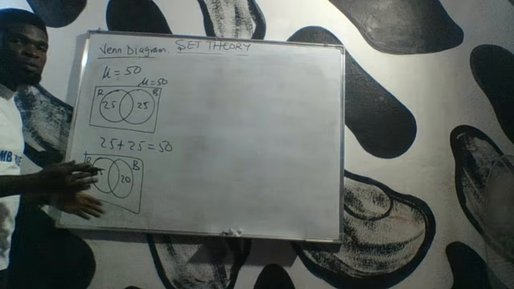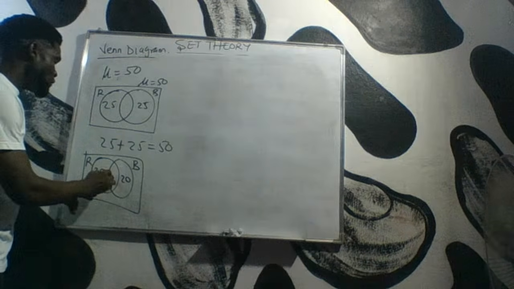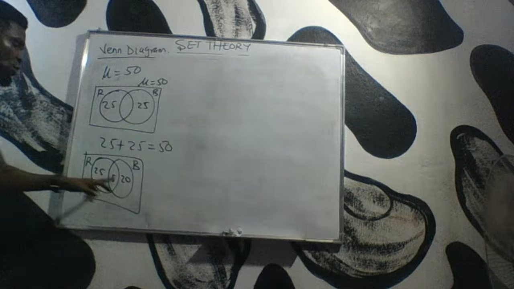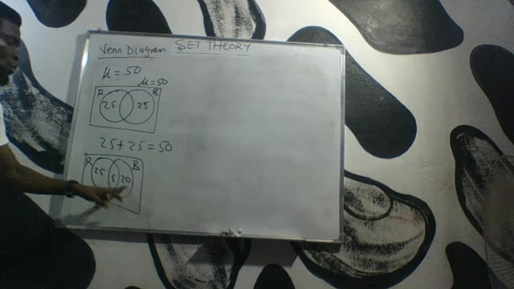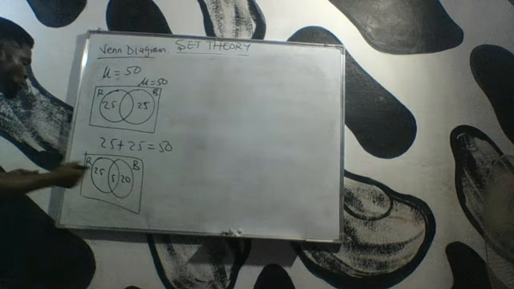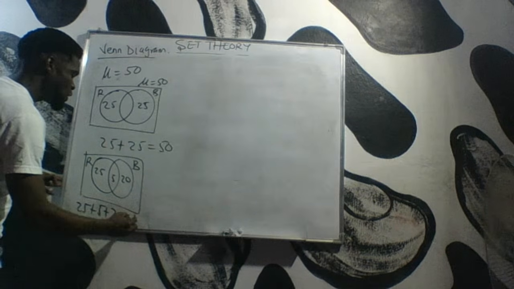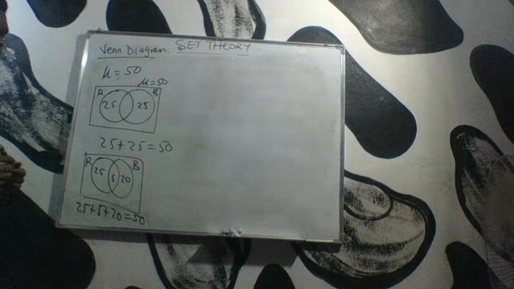And how many students ate rice and beans? I saw 5 hands. If I add the number that ate rice only, the number that ate beans only, and the number that ate rice and beans, and I total it, 25 plus 5 plus 20, that will give me the total number of students in my class.